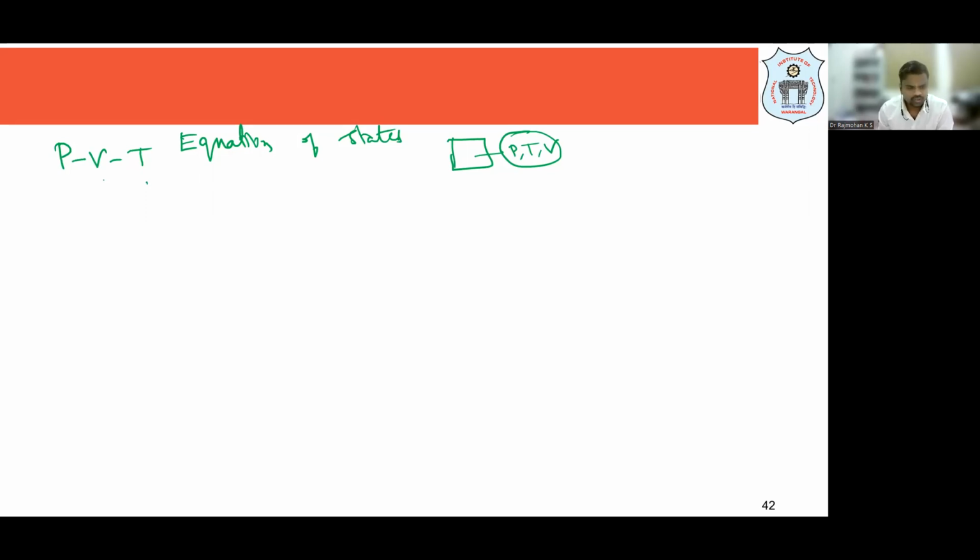To start with, the well-known PV equation of state is the ideal gas law.